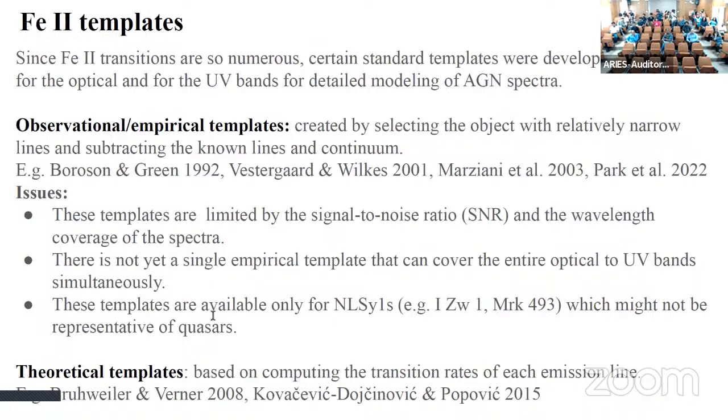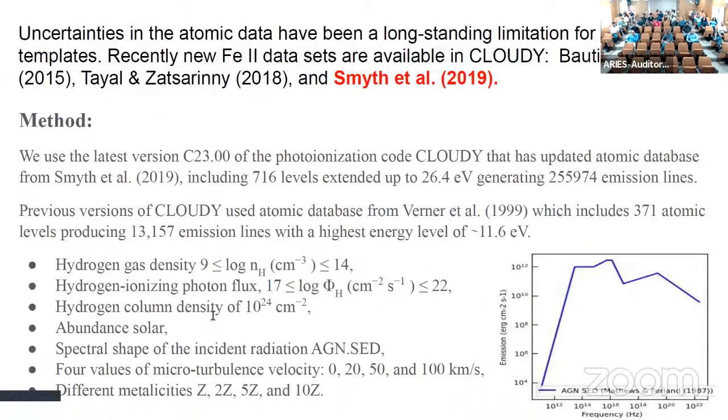Another category of templates are the theoretical templates. They are mainly based on the calculation of electronic transitions for each emission line. These are the examples. The problem with theoretical templates is the atomic database. We do not have a perfect or good quality atomic database so far.